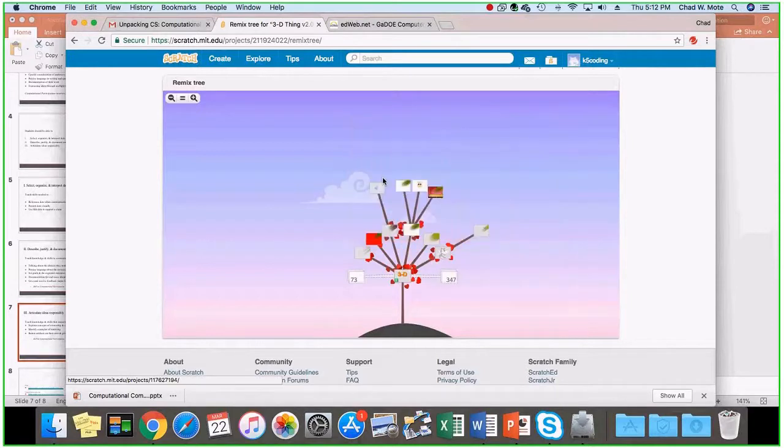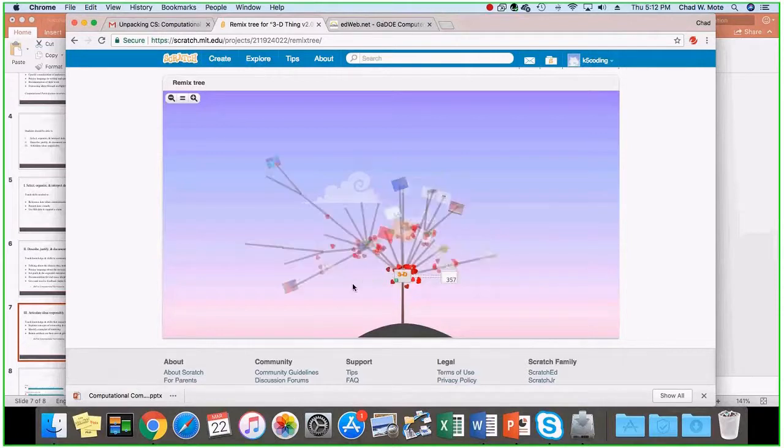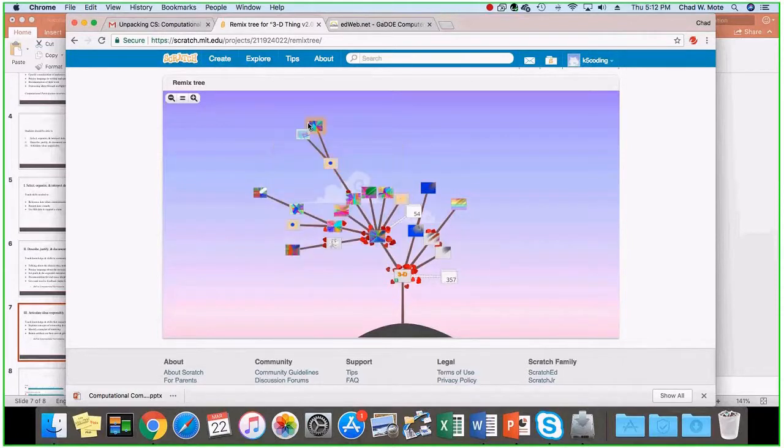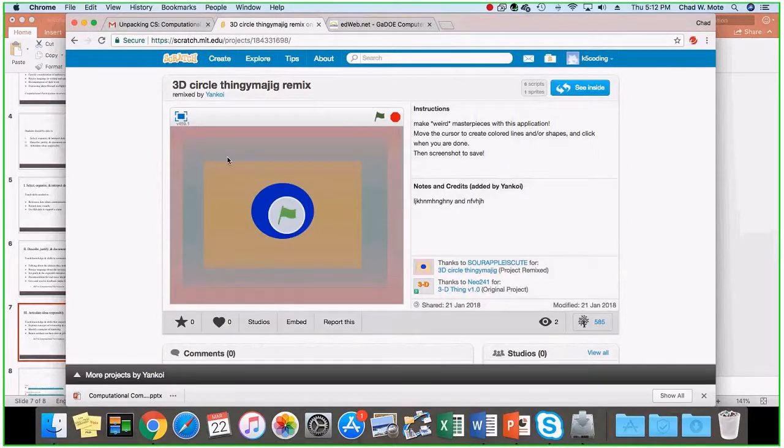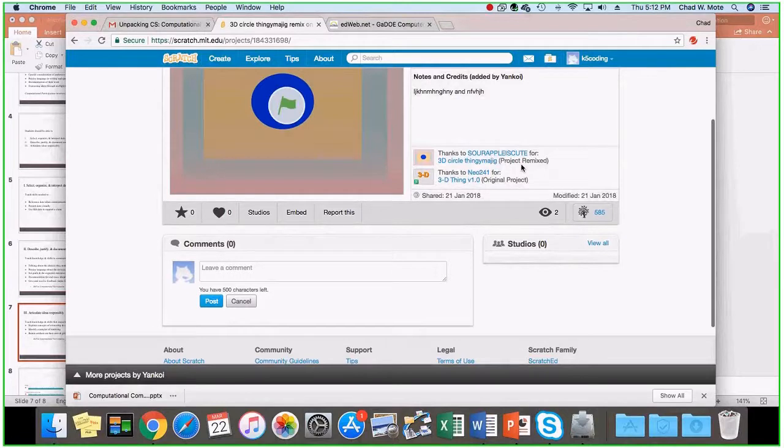And so the credit is given instantaneously by Scratch, and links all of these. Let me go back over here. You can see that I can click on there, and voila, I'm at a different version of this. Thanks to Sour Apple is cute. 3D Circle Thing project remix, and then this is the thanks to the original project. So Scratch is a great platform to be able to model that credit.